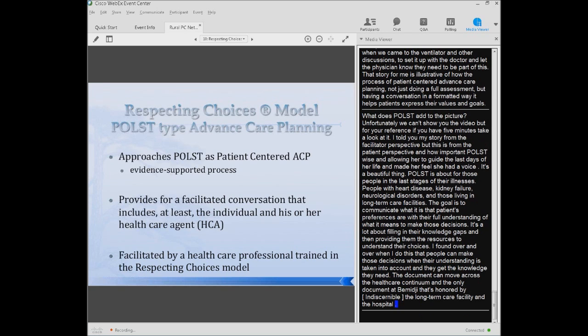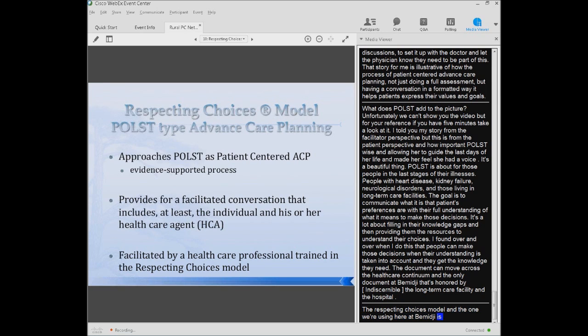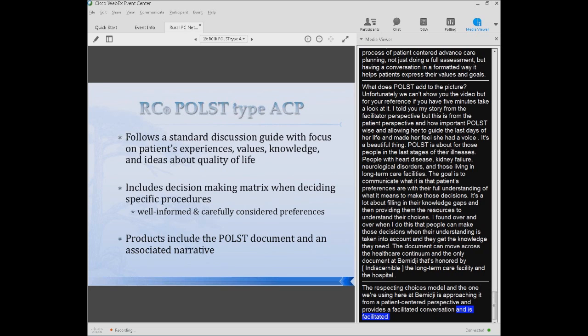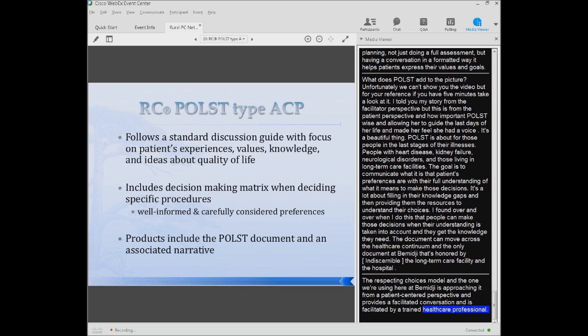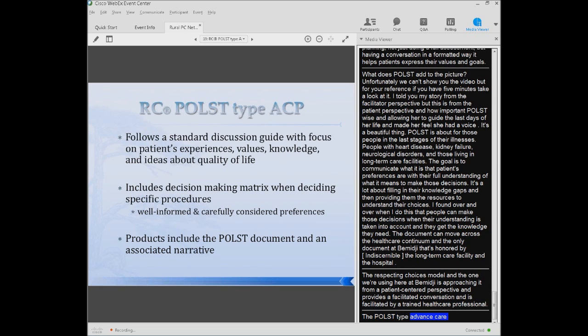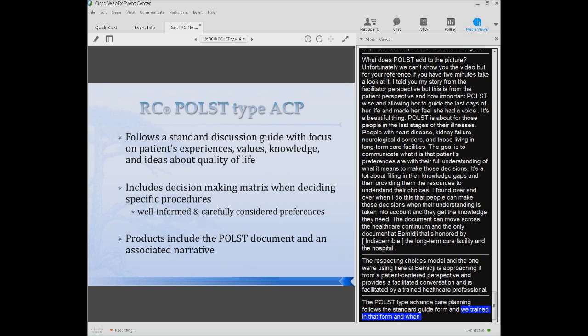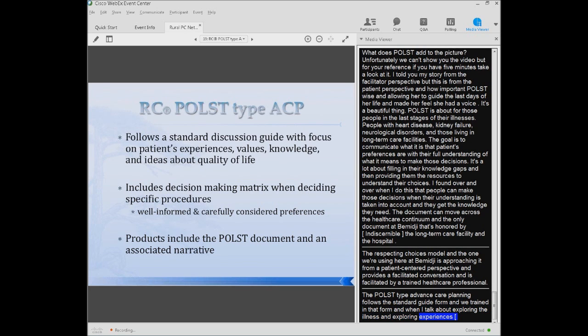So the Respecting Choices model, the one I've been training, the one we're using here at Bemidji, approaches it from that patient-centered perspective, provides a facilitated conversation, and it's facilitated by a trained healthcare professional. And the POLST-type advanced care planning follows that standard guide form. If you've been trained in that form, when I talked about exploring the illness, exploring the complications, exploring experiences, exploring what living well meant, those would be very familiar terms. We do that with all of our patients.